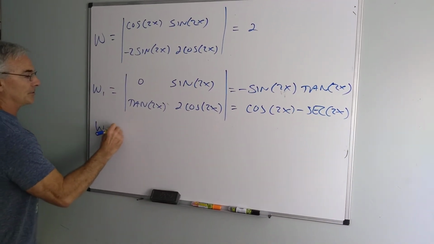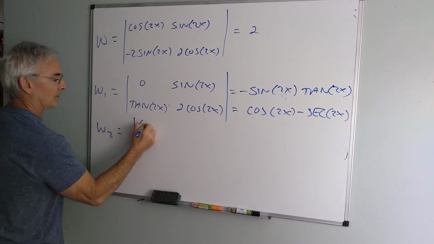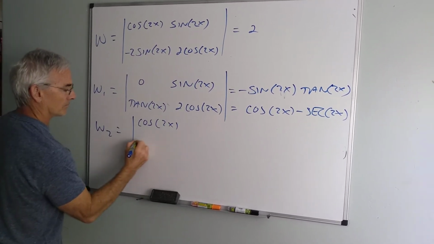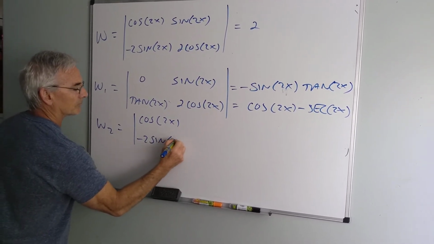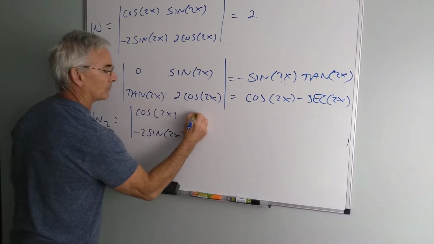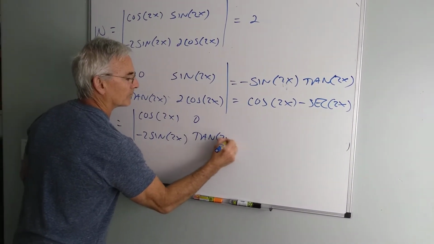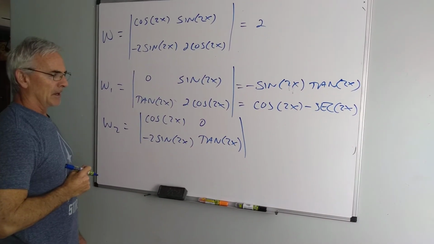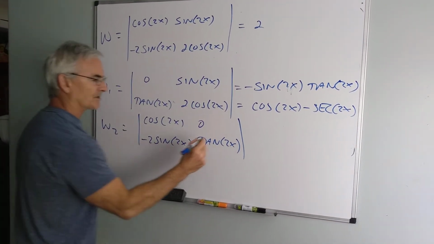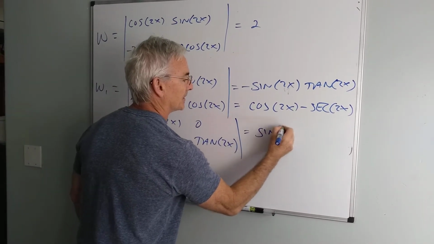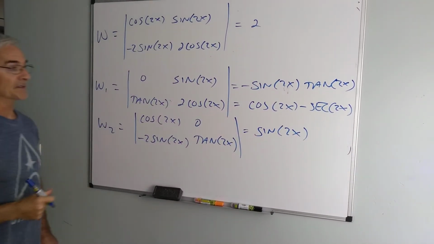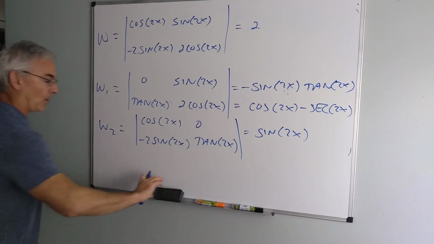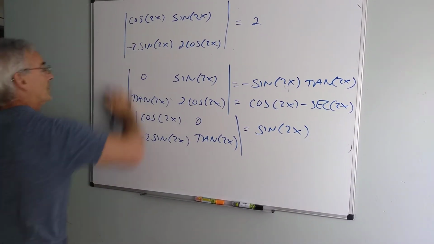And then w2, I use those columns, and these guys again, but over here. So I get cosine times tangent, which is cosine times sine over cosine, so that yields just simply the sine of 2x. Okay? Now, with those, I'll go ahead and erase this.